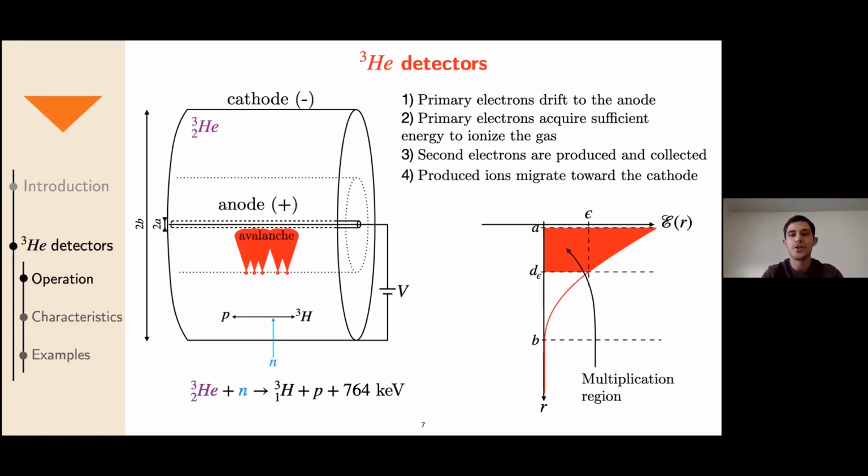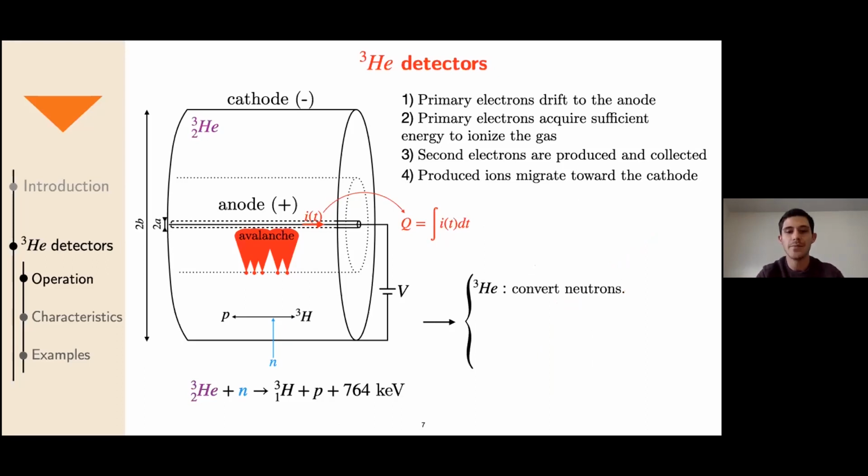During the motion of the charges, an electric current appears, and its integration gives the total charge. By measuring this charge, Q, we can deduce the reaction energy because the charge is proportional to the energy. If this energy is equal to 764 kiloelectronvolts, then we can know the nature of the incident particle, which is indeed a neutron.